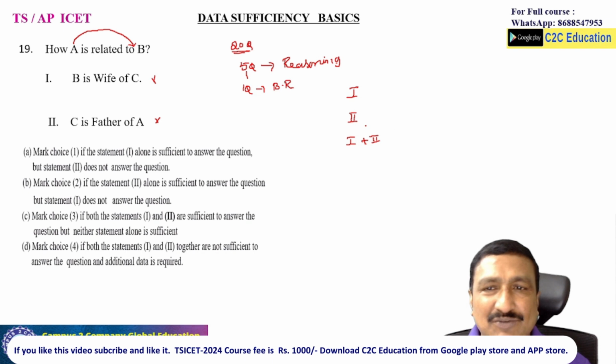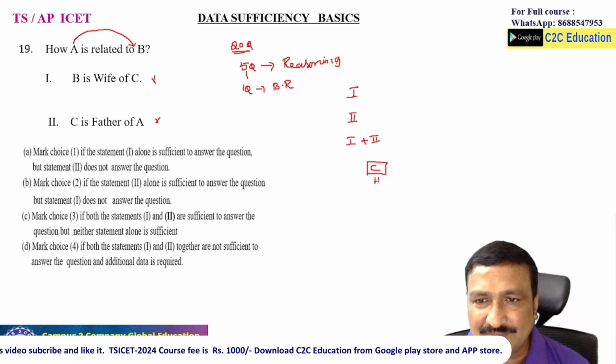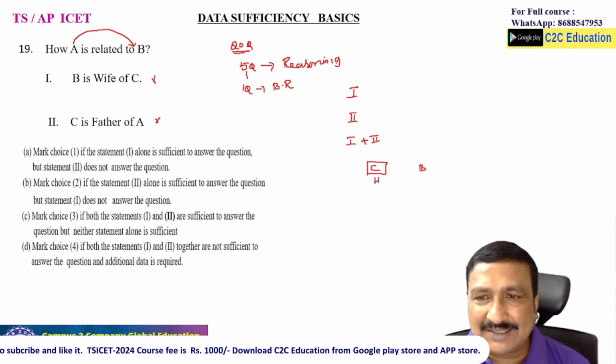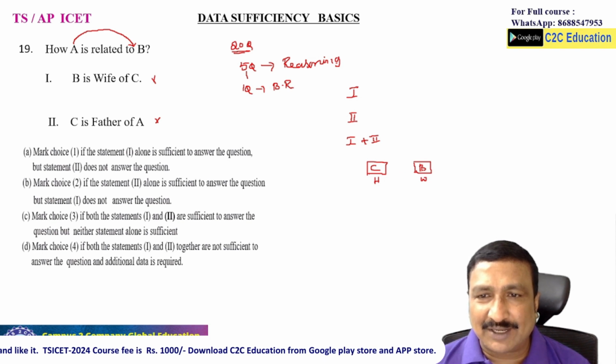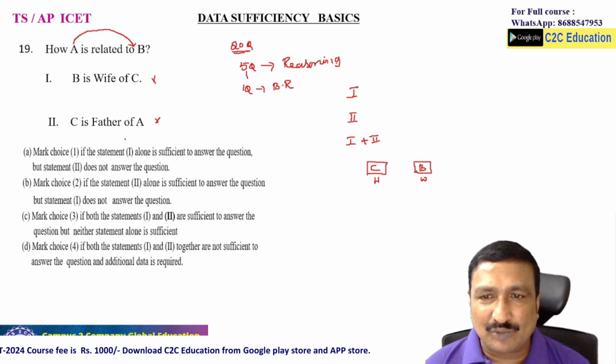B is the wife of C. B is the wife of C means C is the husband and B is the wife. Okay now friends, both are wife and husband. C is the husband, B is the wife. And according to the second statement, C is the father of A.